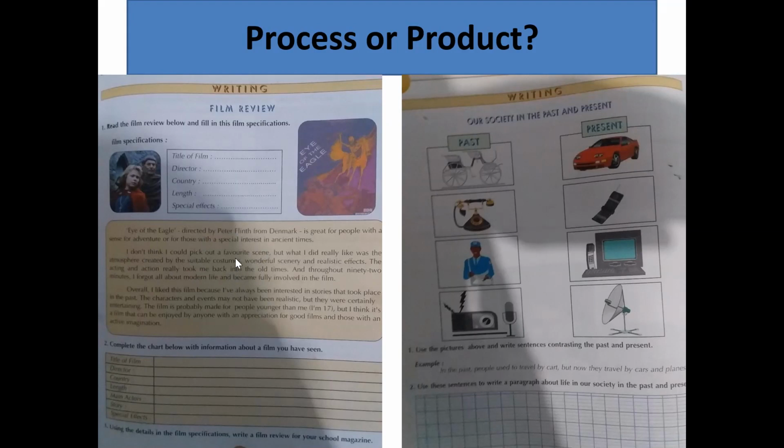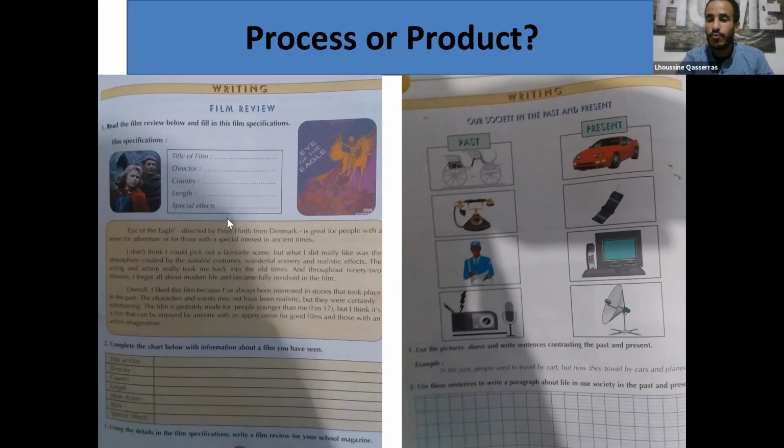Thank you, the teacher. That's why we call this one writing as a product, because the teacher from the very beginning gave the model, the example, the product. And students' job is to imitate and to give one that is similar. Okay, but this one is the process.